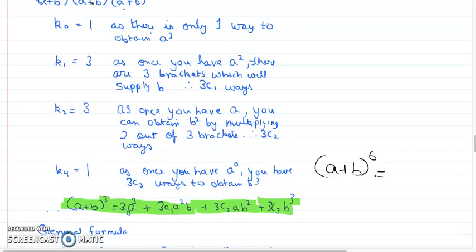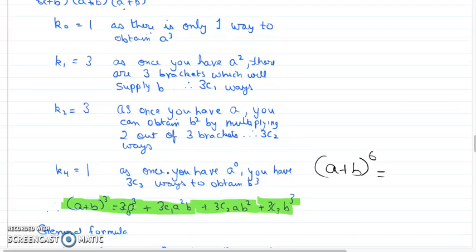How many terms would be there in the expansion of the polynomial (a plus b) to the power 6? 7 terms. And the terms would be 6C0 a power 6 b power 0, then 6C1 a power 5 b power 1, and so on and so forth until you get to 6C6.